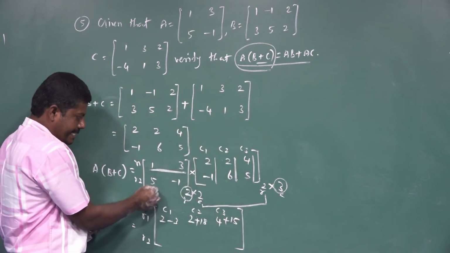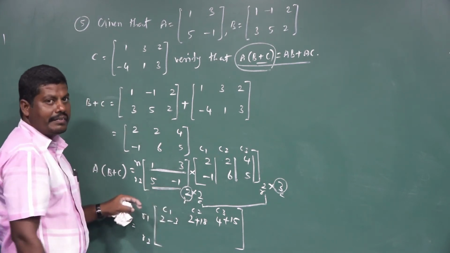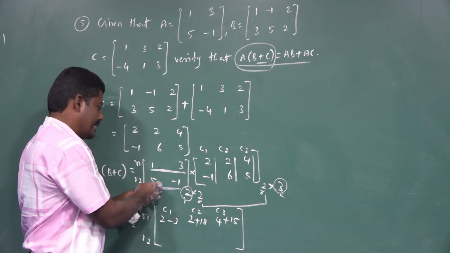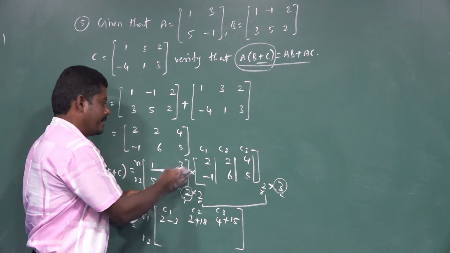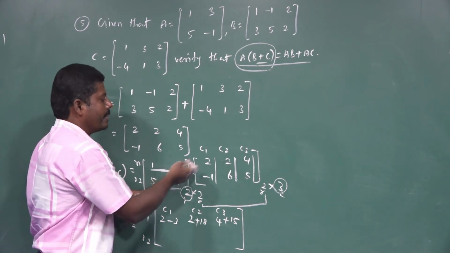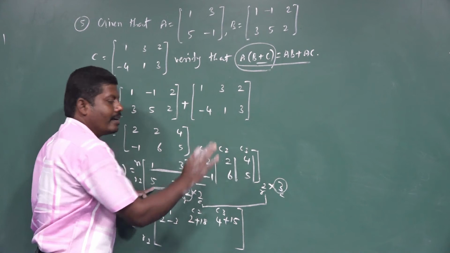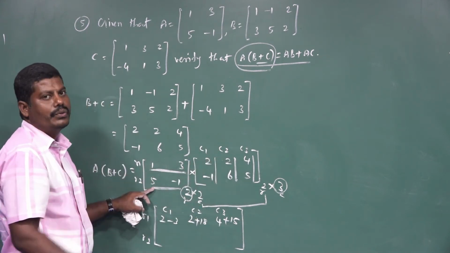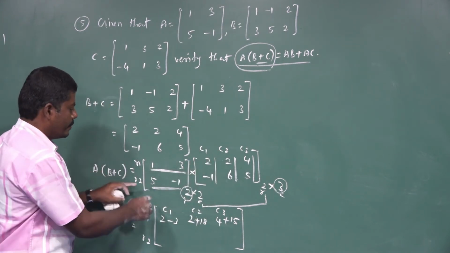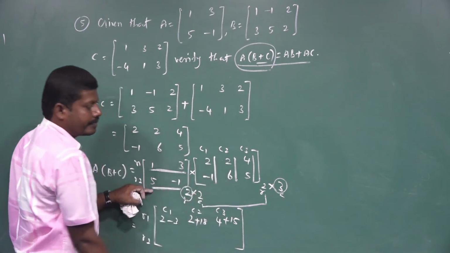Next you want to take the second row in the first matrix. Again, second row multiply with the first column. After that, the same second row multiply with the second column. After that, the same second row multiply with the third column. Same thing you want to do. Understand? Now, you take second row, first column.